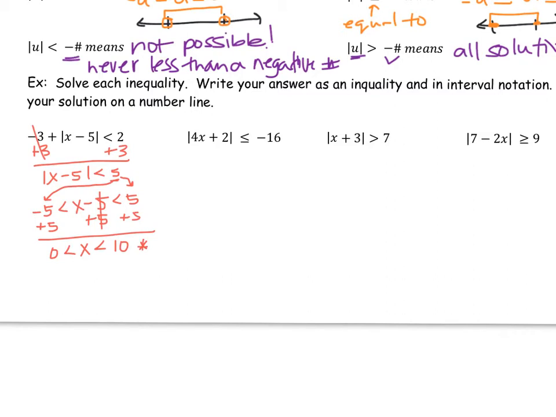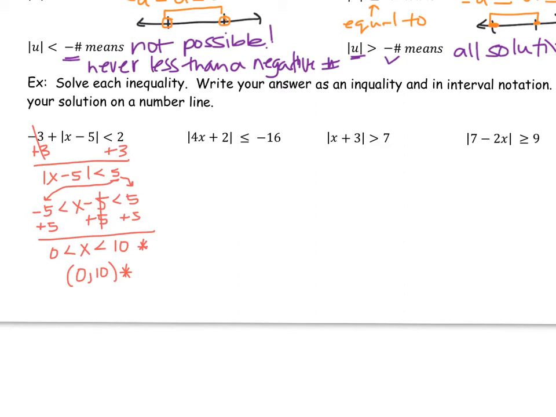To write it in interval notation, notice we have a boundary on each side. We have 0 and 10. With the inequality as just less thans for both of them, there's no equal bar underneath, we will use parentheses as our boundaries. And that is your interval answer.